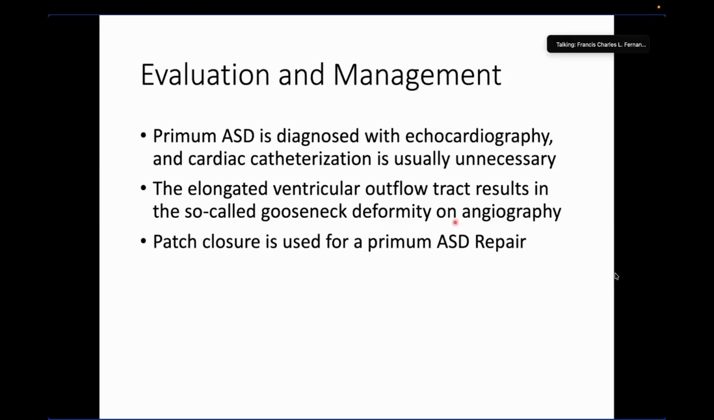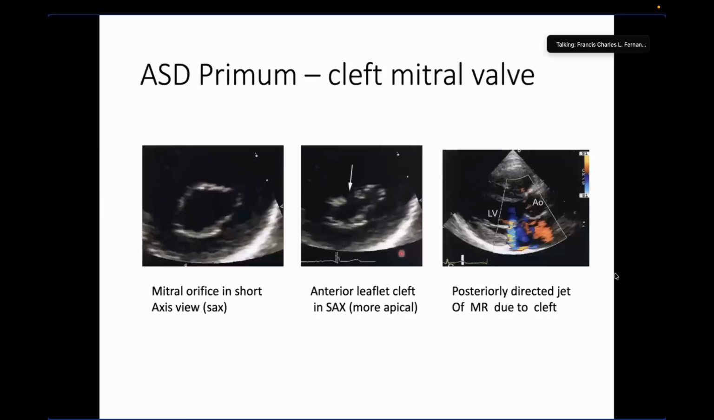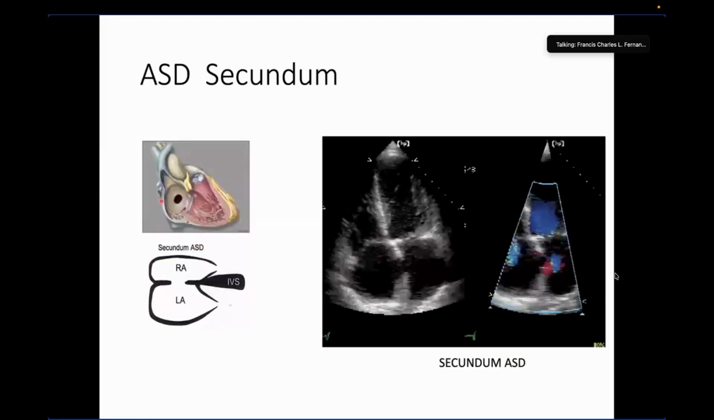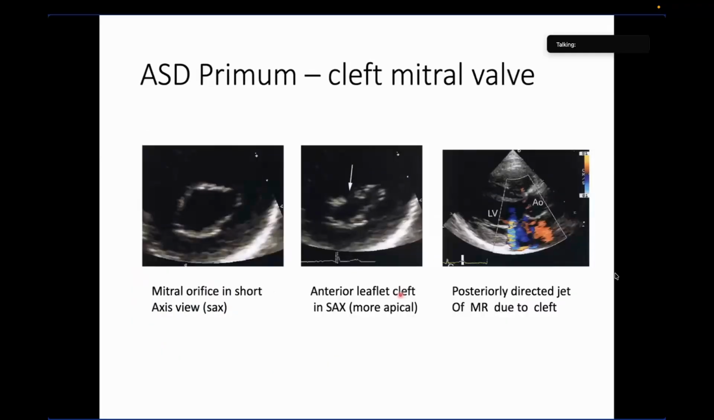contrast into the area. So what we do is patch closure for primum ASD repair. It's very hard to use an occluder device here because there is no good plane for apposition, to be able to grip the wall borders as compared to the secundum type. Ito yung secundum. It's easier to place an occluder device there percutaneously. Okay.